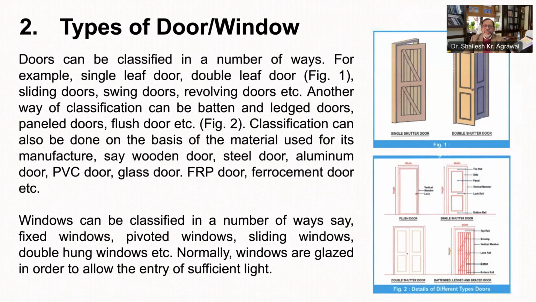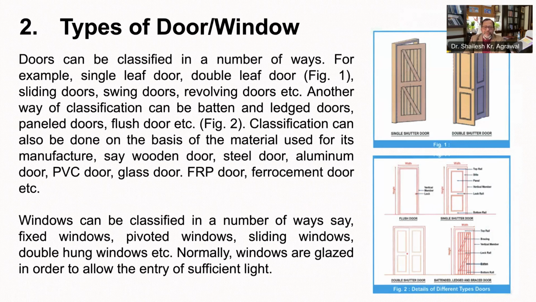As you can see in this top right picture, a door can be single leaf or double leaf. It can also be a sliding door, swing door or revolving door. Another way of classification can be batten door or latch door, flush door or panel door, and the same are shown in this bottom rightmost picture. As explained earlier, based on material used, a door can be wooden, steel, aluminum, PVC, glass, FRP, or ferrocement.